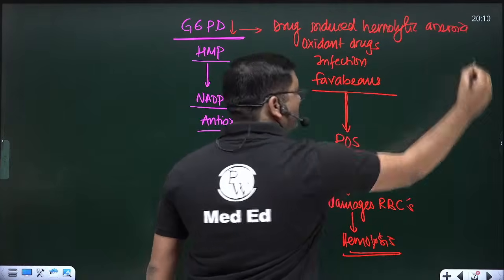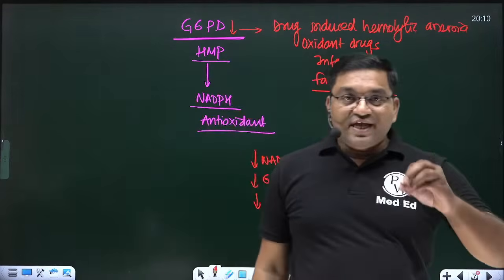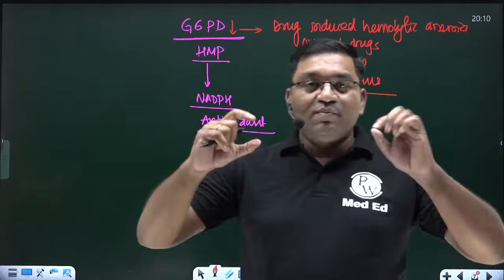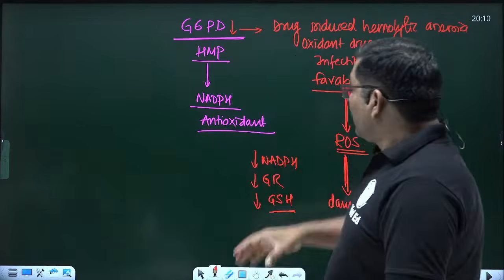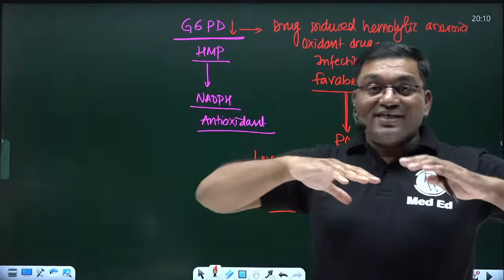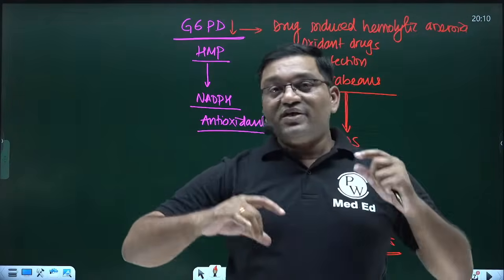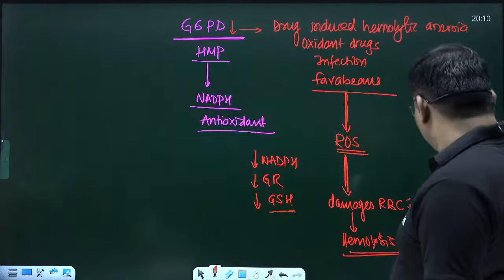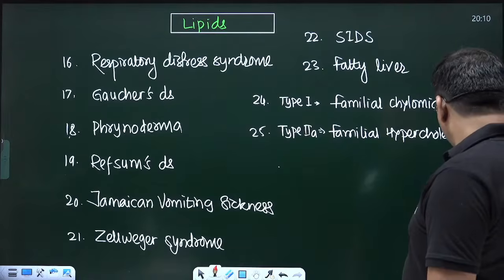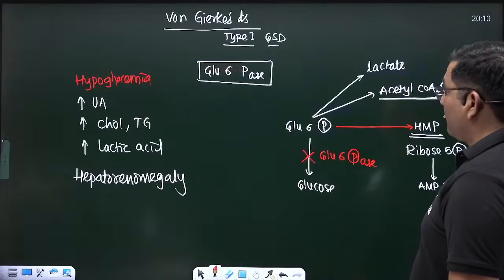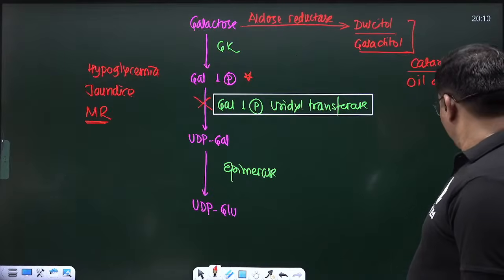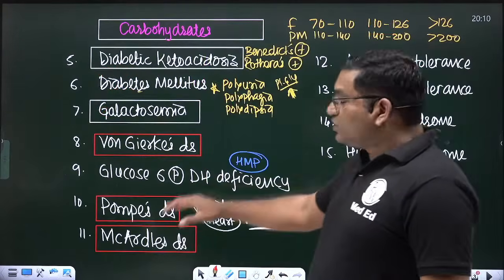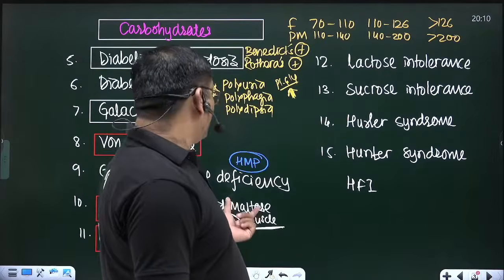This is important. It is related with the HMP shunt. HMP shunt is an important short note. So this can be an essay type, clinical case based question. This is very important. So this is G6PD deficiency, glucose 6 phosphate dehydrogenase deficiency.